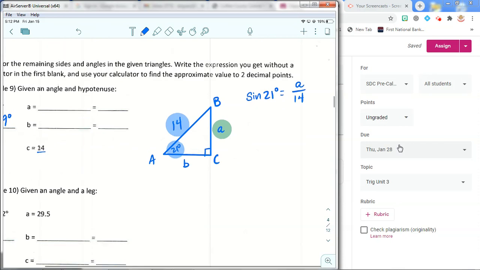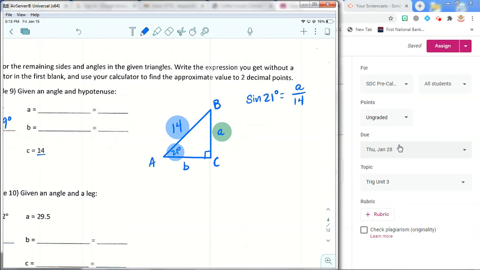And if you guys watched the Getting Tricky with It video, which I think is kind of funny and very educational, it says when the variable is up high, you're going to multiply. So that's what we're going to do. The variable is up high, A is up high, so we're going to multiply. So A should be equal to 14 times the sine of 21 degrees. That's what we would write in this blank.